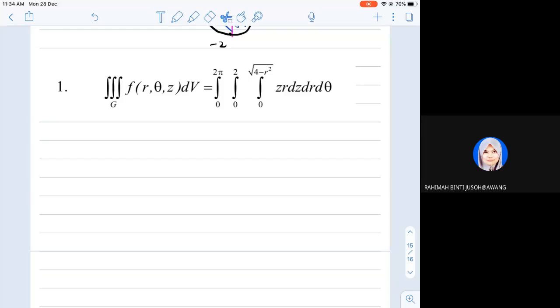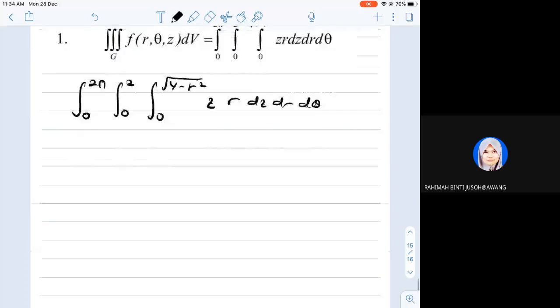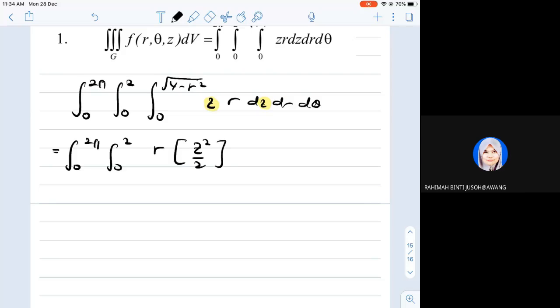So integrate 0 until 2 pi, 0 until 2, 0 until square root of 4 minus r squared, z r dz dr d theta. So integrate with respect to z first. We just care about the z with respect to z. Therefore, r becomes a constant. So 0 until 2 pi, 0 until 2, r can be taken out. And then integrate z, we have z squared over 2. So substitute 0 and square root of 4 minus r squared, dr d theta.